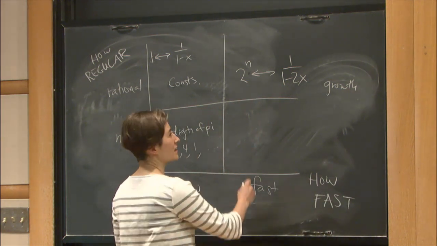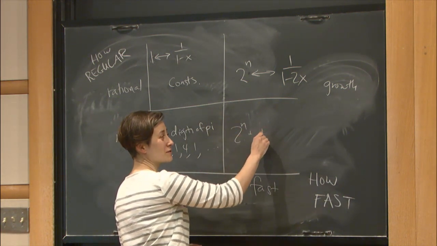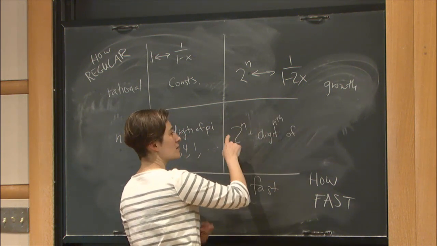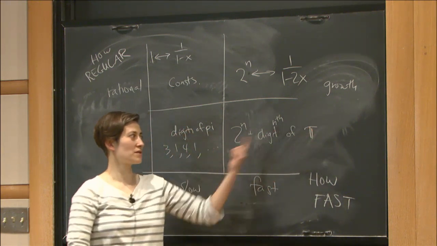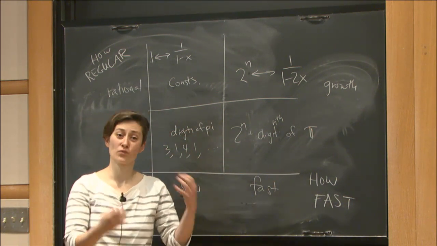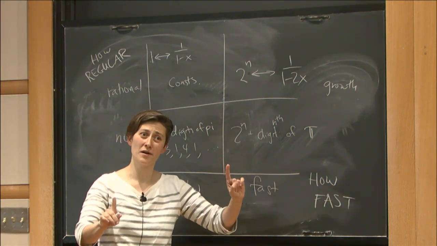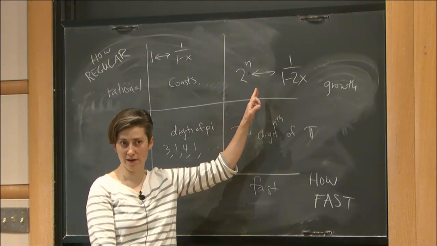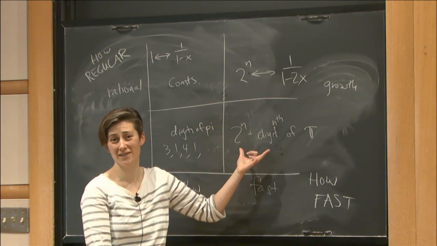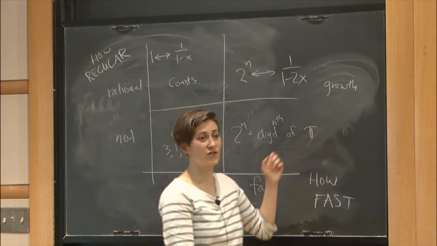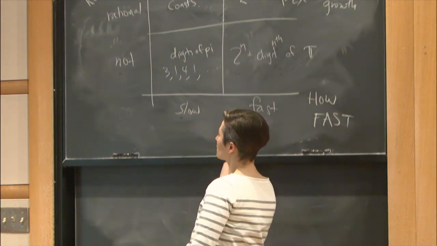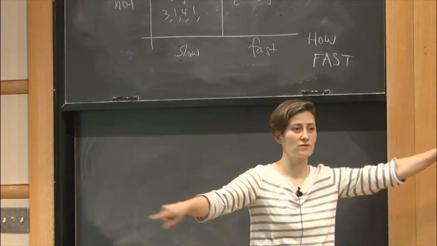But I can do something silly: 2 to the n plus digits of pi. I can take the nth term to be 2 to the n plus the nth digit of pi or something like that. It's a dumb example, but not so dumb, because it illustrates something boundedly close to one of our prototypical rational examples. It's very fast growing, but it's got this transcendentality baked in. So what I hope this illustrates is that these are really different ways of thinking about growth.